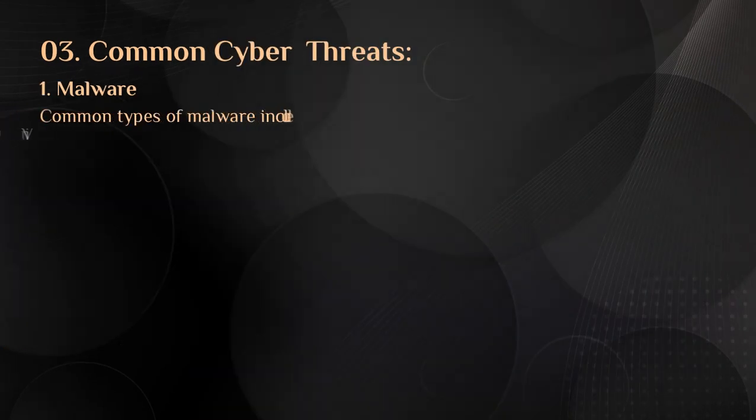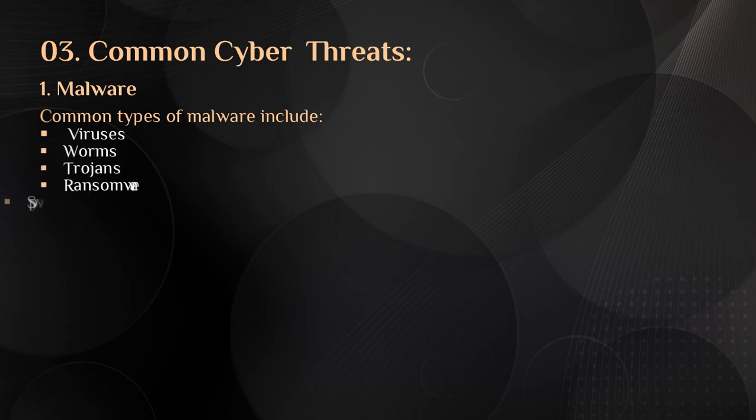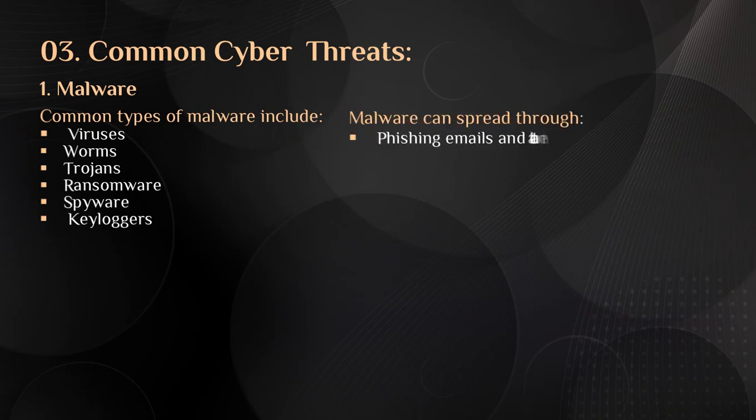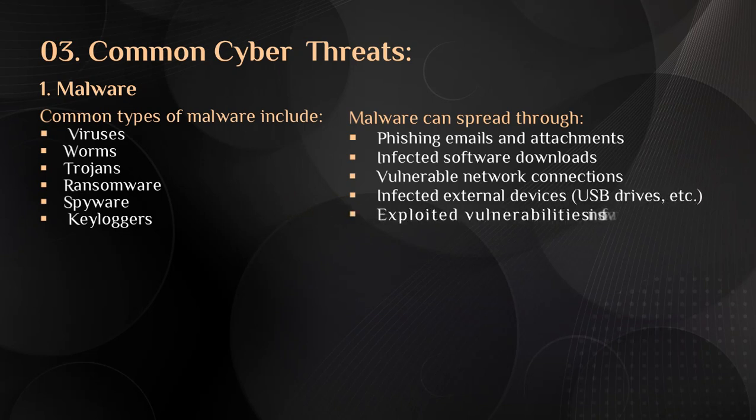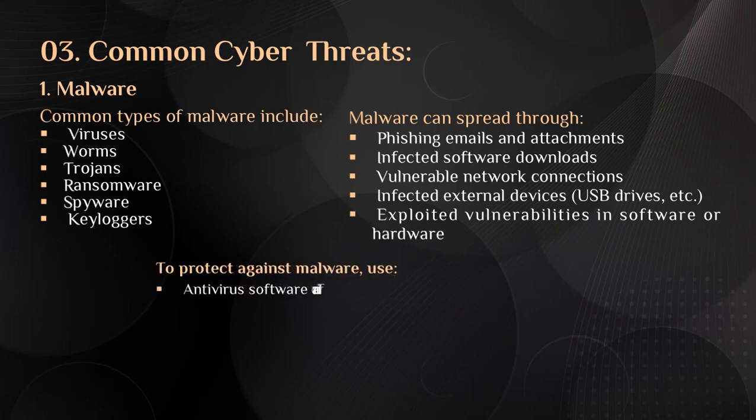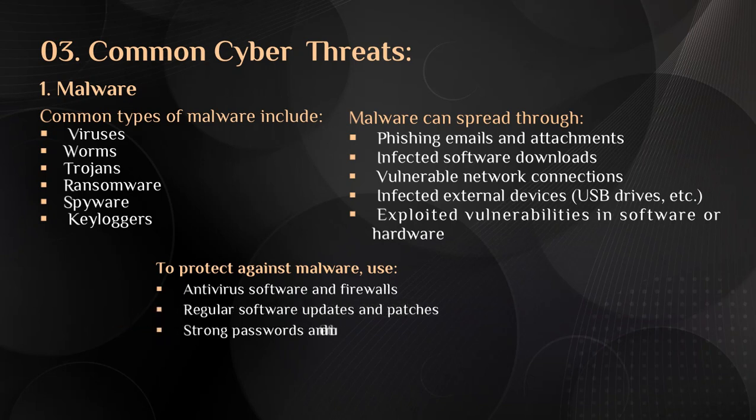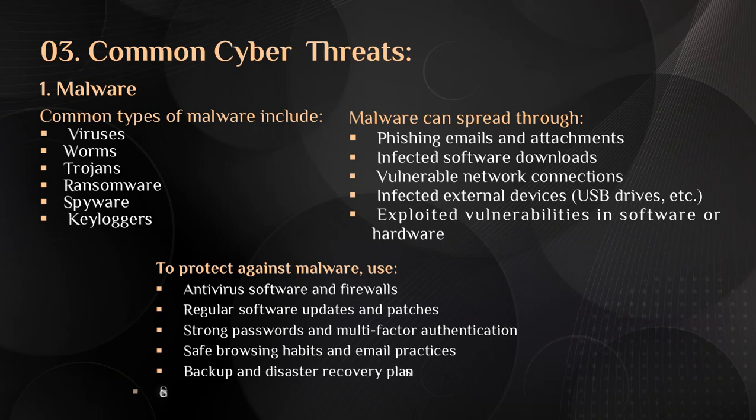Common types of malware include viruses, worms, trojans, ransomware, spyware, keyloggers. Malware can spread through phishing emails and attachments, infected software downloads, vulnerable network connections, infected external devices, USB drives, etc., and exploited vulnerabilities in software or hardware. To protect against malware, use antivirus software and firewalls, regular software updates and patches, strong passwords and multi-factor authentication, safe browsing habits and email practices, backup and disaster recovery plans, security awareness training and education.